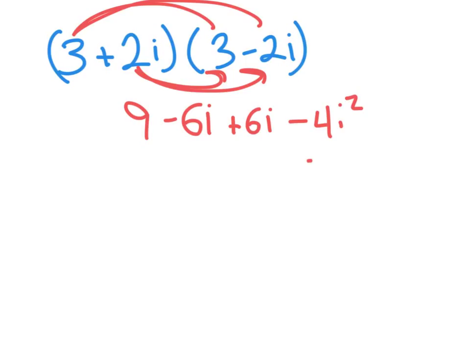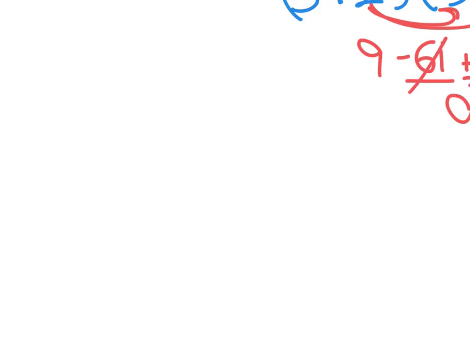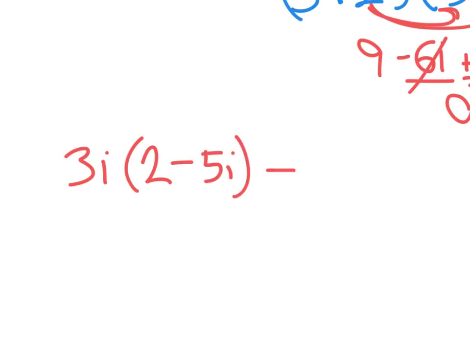And of course the negative 4i squared is really a negative 4 times negative 1. And of course the middle terms cancel out. So you really have 9 and the negative 4 times negative 1. So you really have 9 plus 4, which is 13. Super easy. Let's just do one more, and we could just do any type of randomness, like how about, let's go 3i times 2 minus 5i, take away 8i, I don't know, something like that. It's just regular algebra, guys.